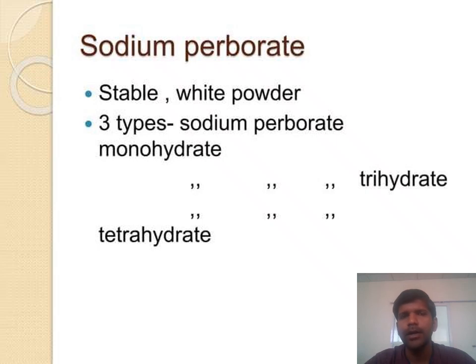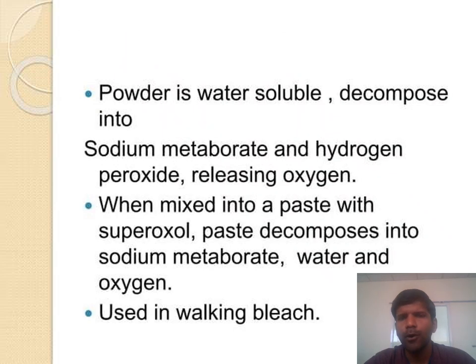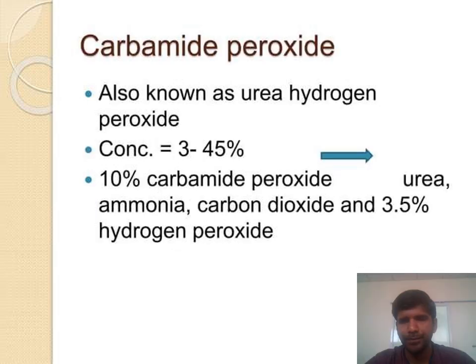Coming to sodium perborate, it is a stable white powder. Three types of sodium perborate are available. That is sodium perborate monohydrate, sodium perborate trihydrate, and sodium perborate tetrahydrate. The powder is water soluble and it can decompose into sodium metaborate and hydrogen peroxide, releasing oxygen. When mixed with superoxide, the paste decomposes into sodium metaborate, water, and oxygen. It is used in the walking bleach technique.